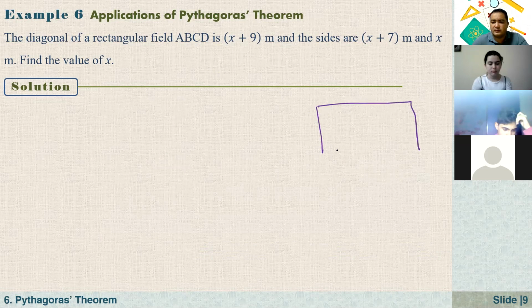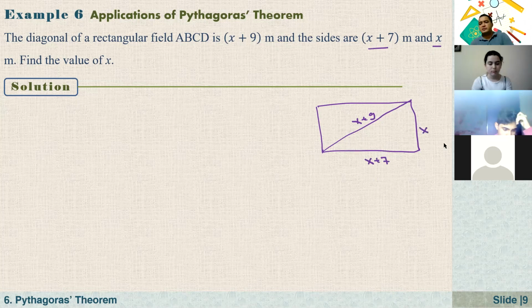That is our rectangular field. And the diagonal, it says it is x plus 9. So here the diagonal is x plus 9. And the sides are x plus 7 and x meters. So this side is x plus 7 meters, and this side is x meters.